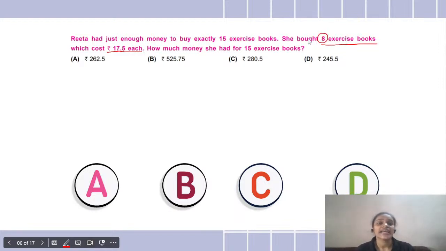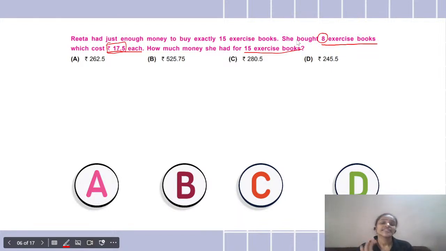उसने कितनी बुक्स खरीदी? 8. और each book, हर एक बुक का कॉस्ट कितना था? 17.5. 17.5 एक बुक का कॉस्ट था. So how much money did she have for 15 exercise books? तो 15 exercise books के लिए उसके पास कितने पैसे थे? ठीक है, you all have to find that out.